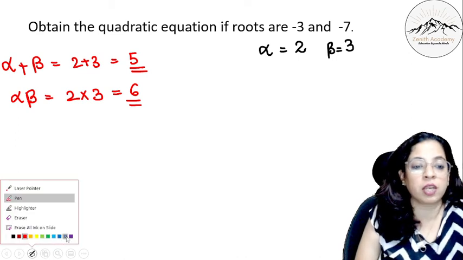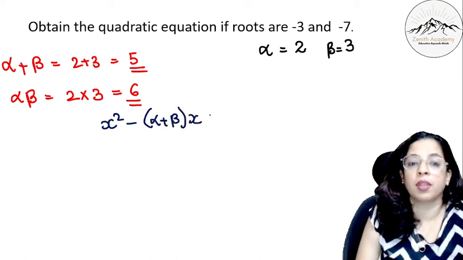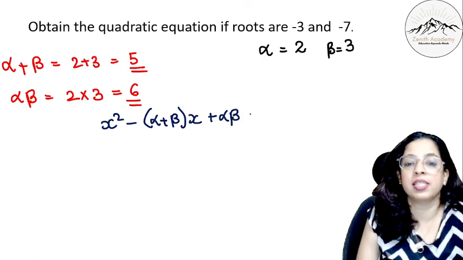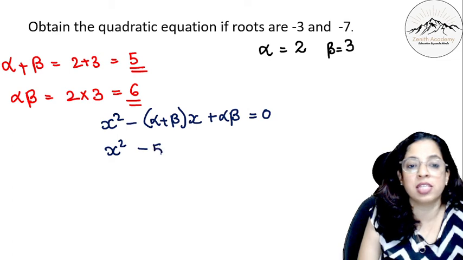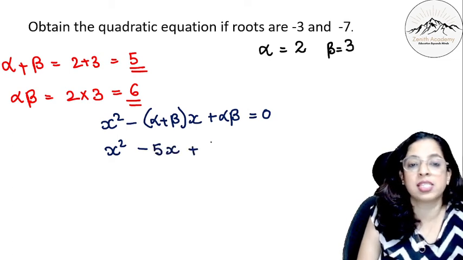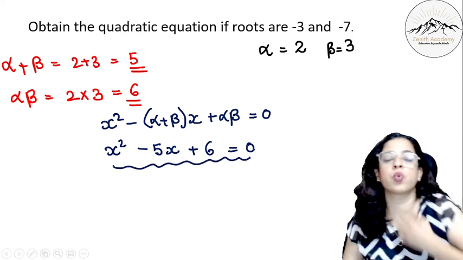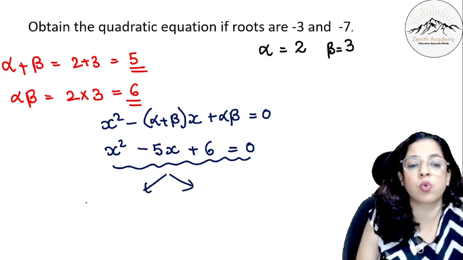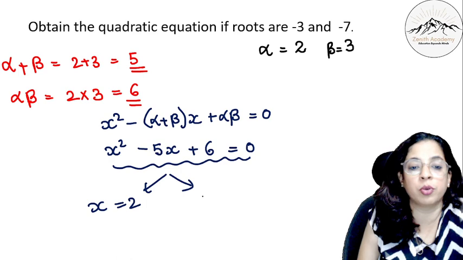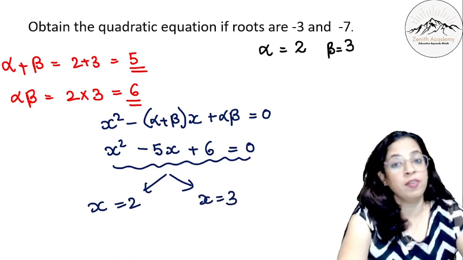Now what is our equation? How do we write the equation? X square minus alpha plus beta x, plus alpha beta is equal to 0. So we will write x square minus alpha plus beta is 5, so 5x plus 6 is equal to 0. So we have formed the quadratic equation x square minus 5x plus 6 is equal to 0. And when we solve this quadratic equation, we will get x is equal to 2 and x is equal to 3. Okay. I hope this is very very clear to you.